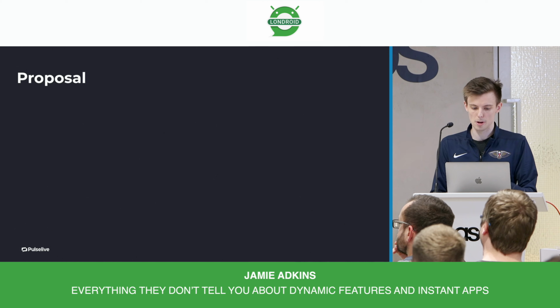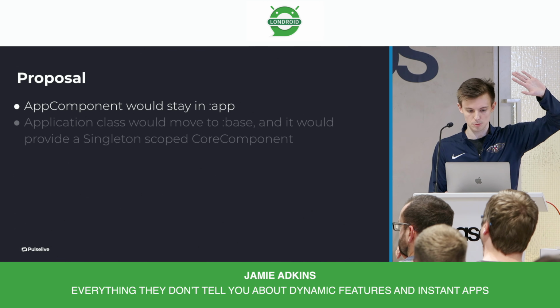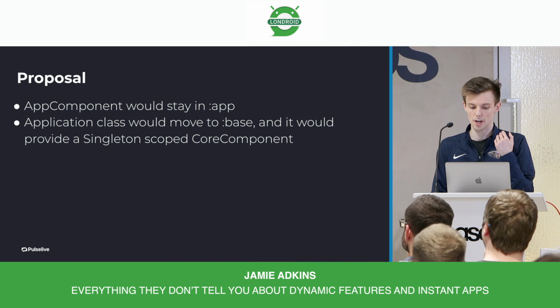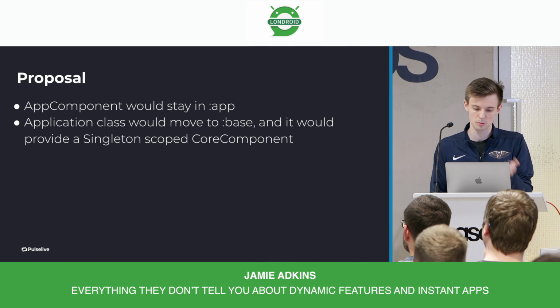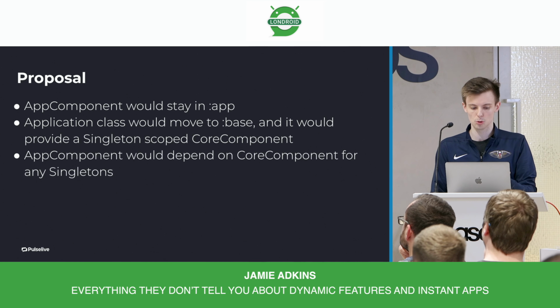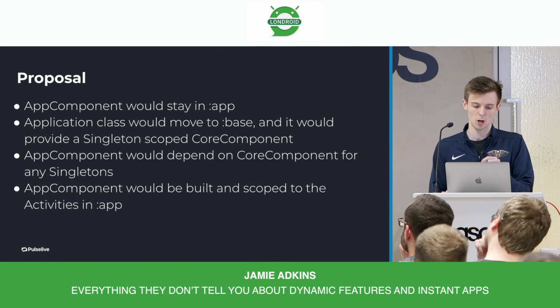So this is what we proposed. The app component would stay in app, so we touch it as little as possible. We'd move the application class to base, and we'd create a new core component that provided any singletons that we actually needed. The app component could depend on the core component for those singletons. And the app component will be built and scoped to activities in app.